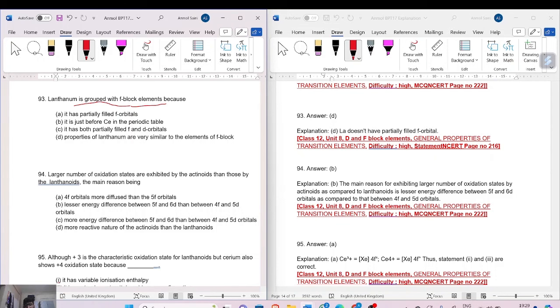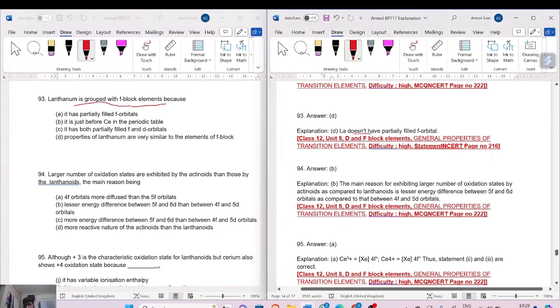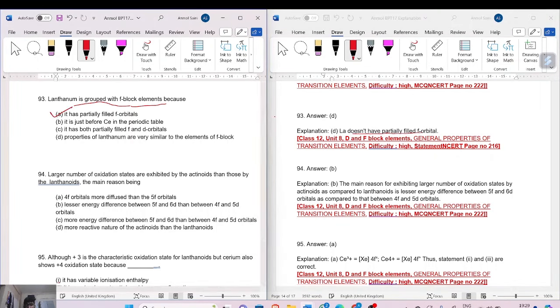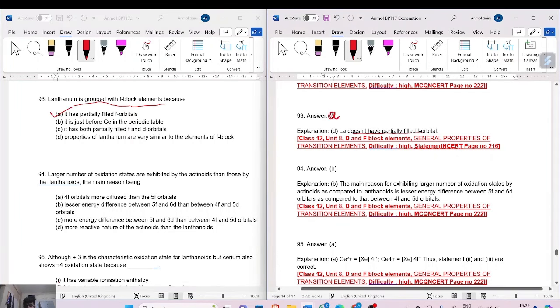The lanthanum is grouped with F block element because lanthanum has the partially filled F orbital. So the correct answer is A.